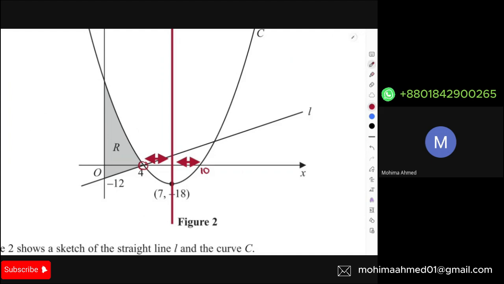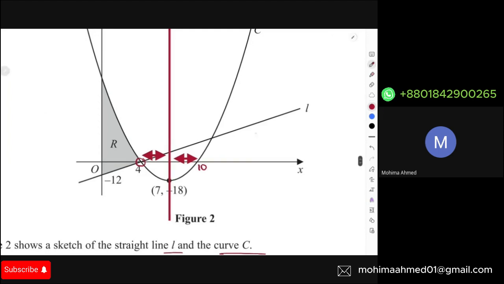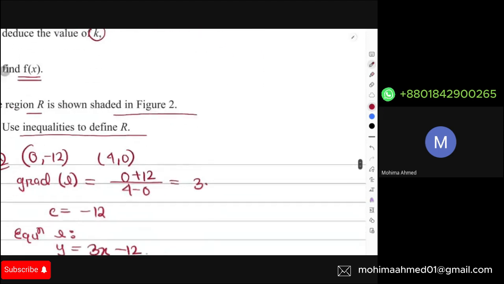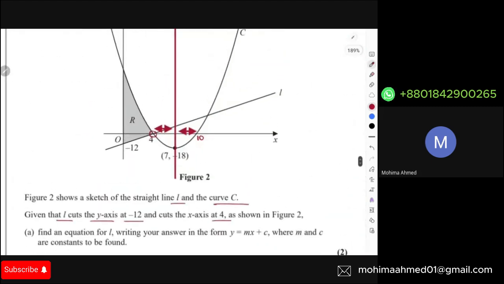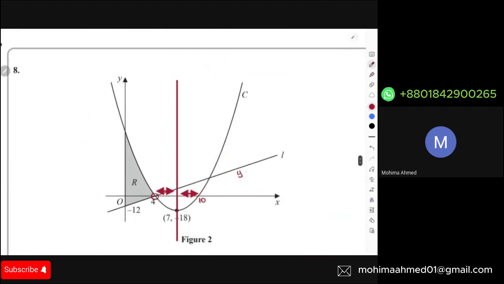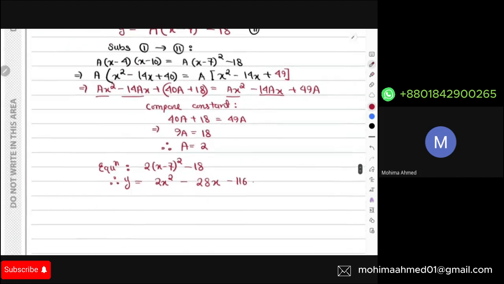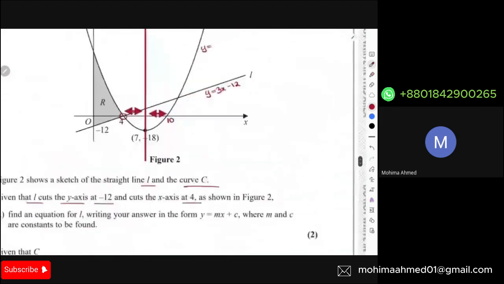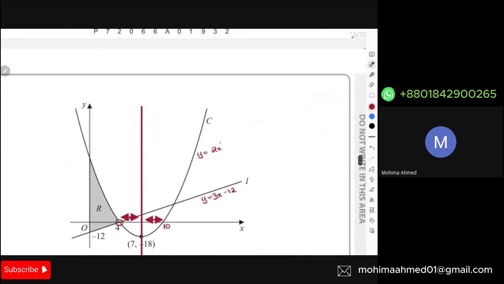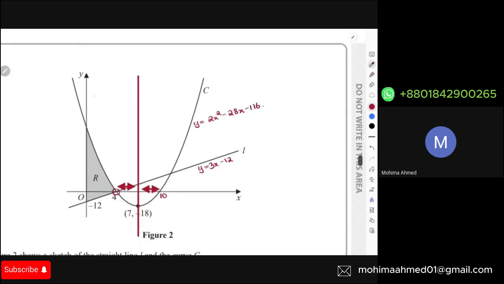So over here, the equation for your straight line was y equals 3x minus 12. For the curve, we also got the final equation as y equals 2x squared minus 28x minus 116. And this vertical line is actually x equals 0, right? Because the y-axis is x equals 0.